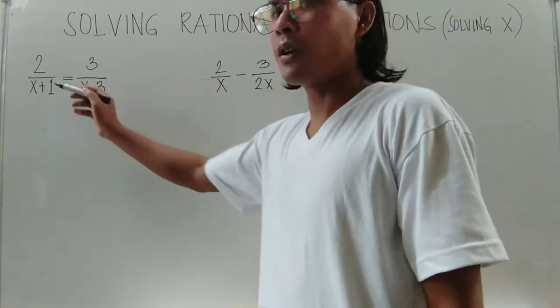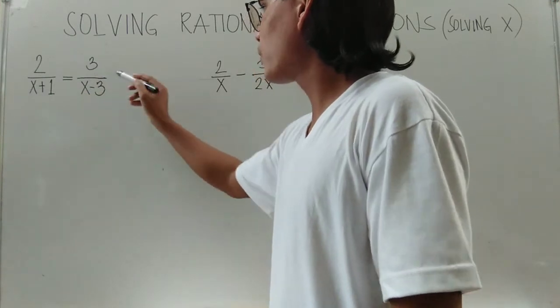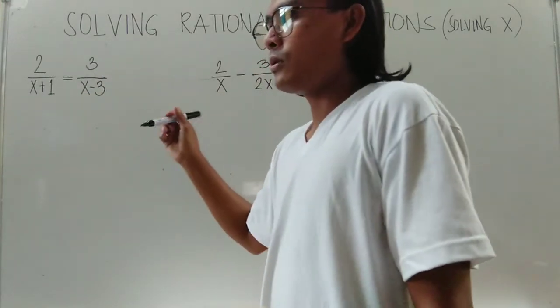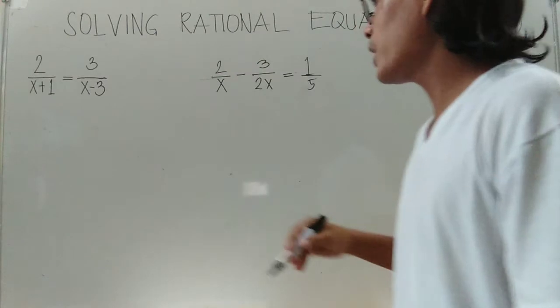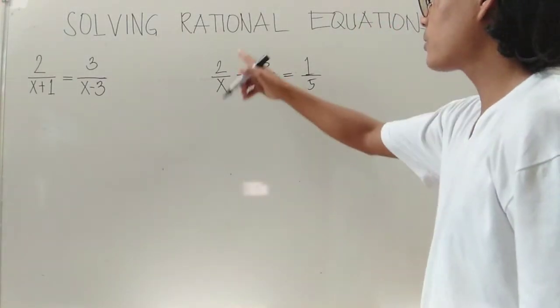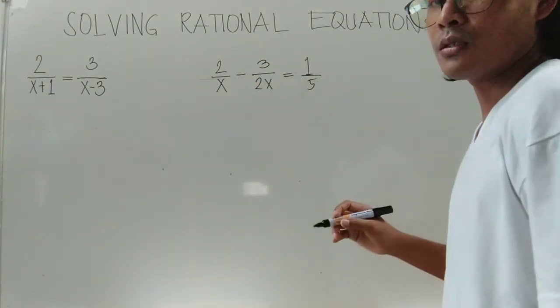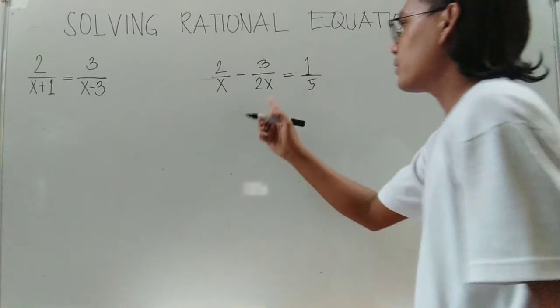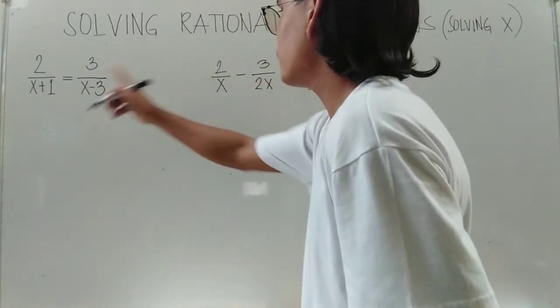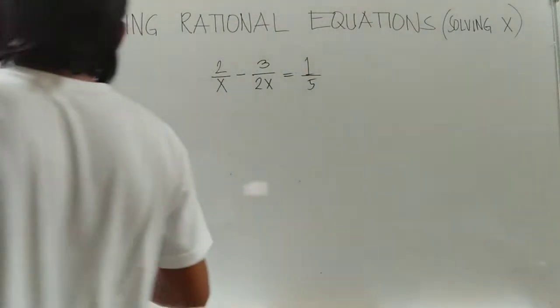So we have on the board 2/(x+1) = 3/(x-3). If we take a look at our previous example, 2/x - 3/2x = 1/5, I guess you can see the difference between the two rational equations.